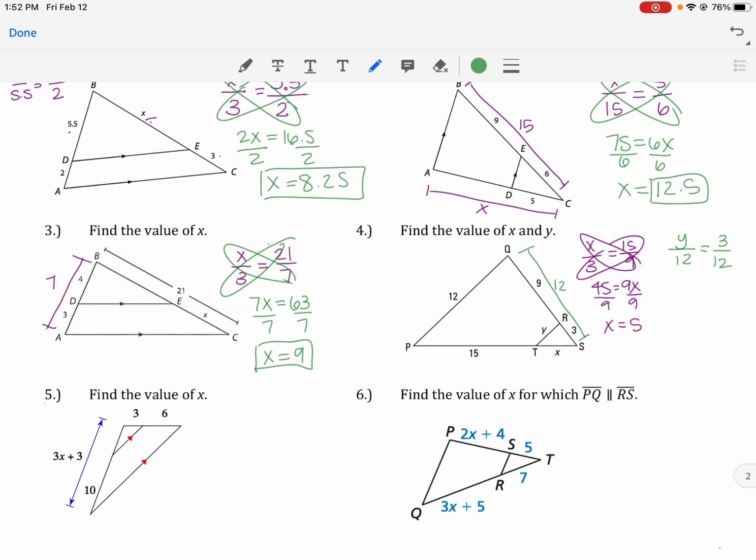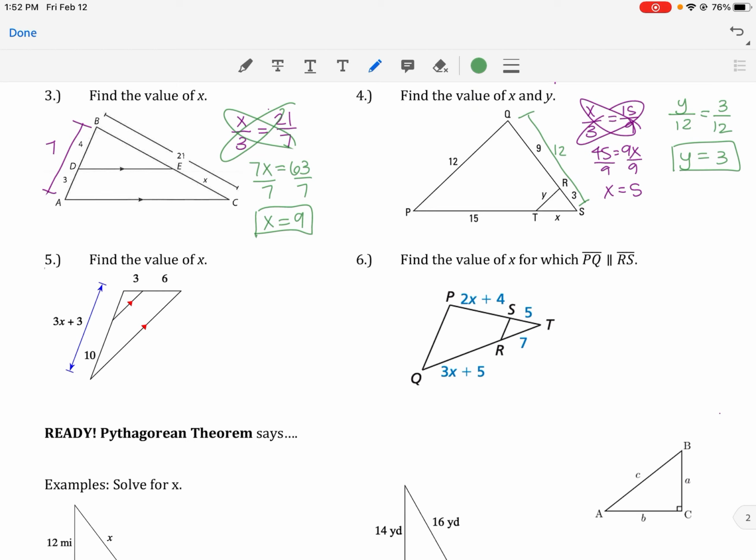So what does y equal? This one you may just be able to see, well, hey, for that to be equal, y also has to be 3. But you could also cross multiply and see that.